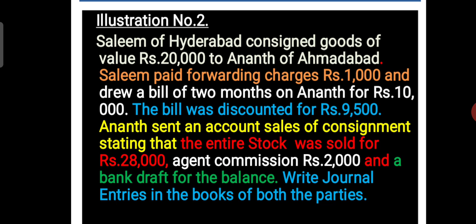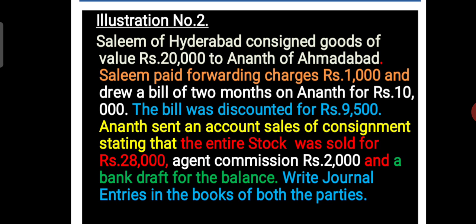So in the first sentence it's clearly given there are two parties. One is Salim of Hyderabad and the other is Anant of Ahmedabad. Salim of Hyderabad is the consignor and Anant of Ahmedabad is the consignee, and the goods sent on consignment are worth ₹20,000. So 3 points we cover in the first sentence. Okay students, next you see Salim paid forwarding charges ₹1,000. Here forwarding charges means nothing but transportation charges.